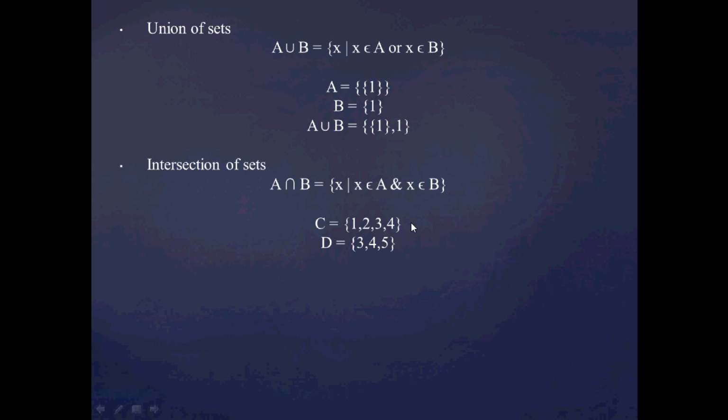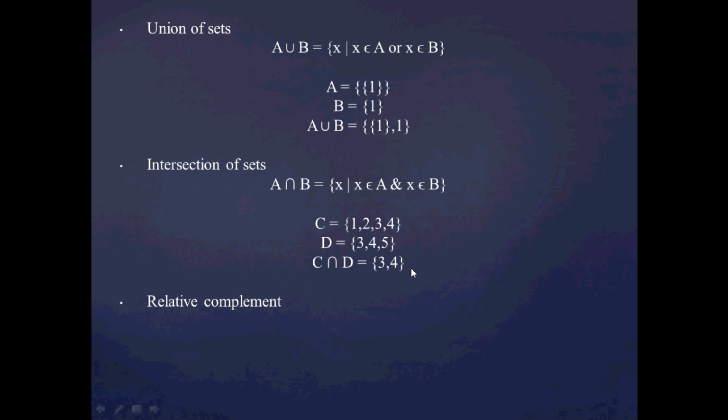Let's say C is 1, 2, 3, 4, and D is 3, 4, and 5. So the intuitive notion of intersection is, what do these two sets have in common? What members of these two sets are in common? You can see the two common elements of the sets are the numbers 3 and 4. So C intersect D is going to have two members. It's going to have the number 3 and the number 4 in it. Hopefully that's pretty intuitive.